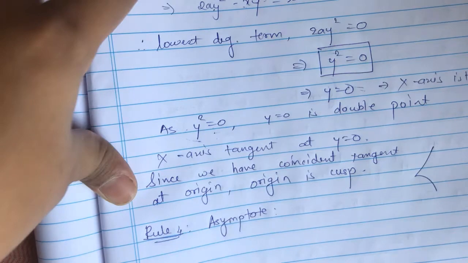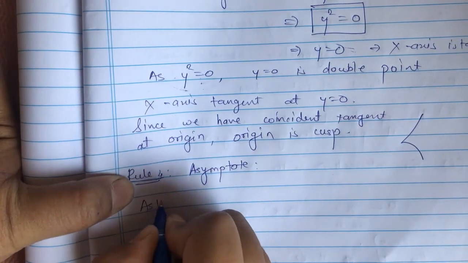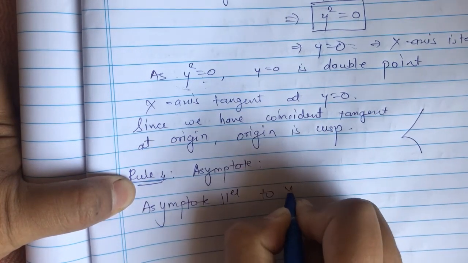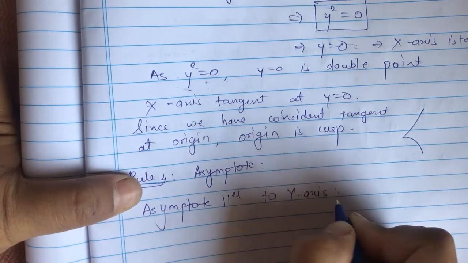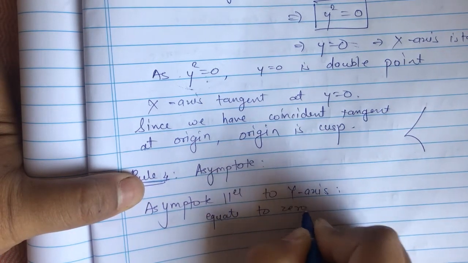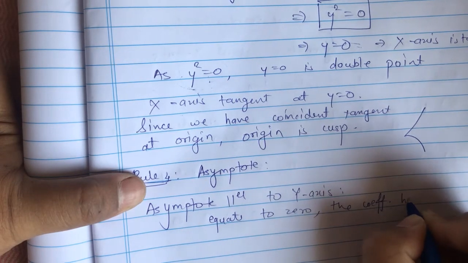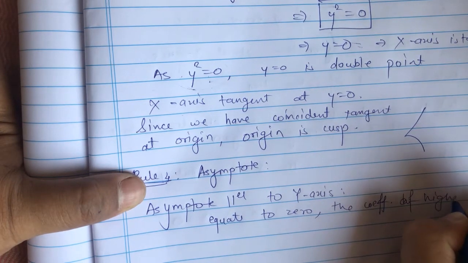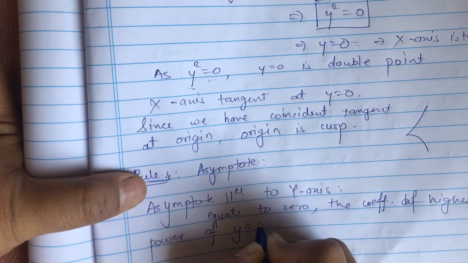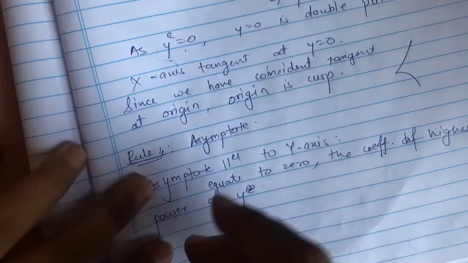Asymptote is what? Tangent at infinity. So how to find asymptote? First we will find asymptote parallel to y-axis. Okay, so what is the condition? Equate to 0. What we need to equate to 0? The coefficient of highest power of y. Correct?